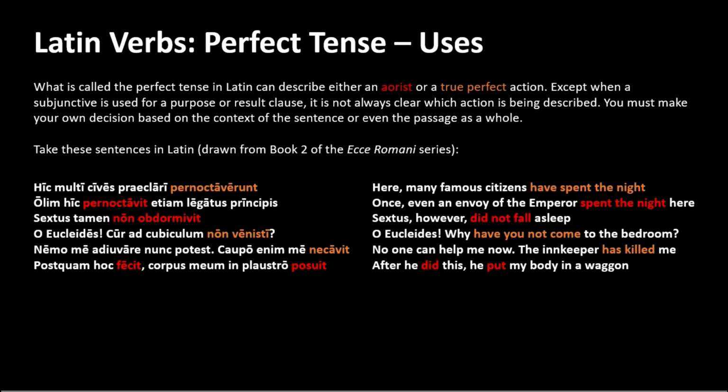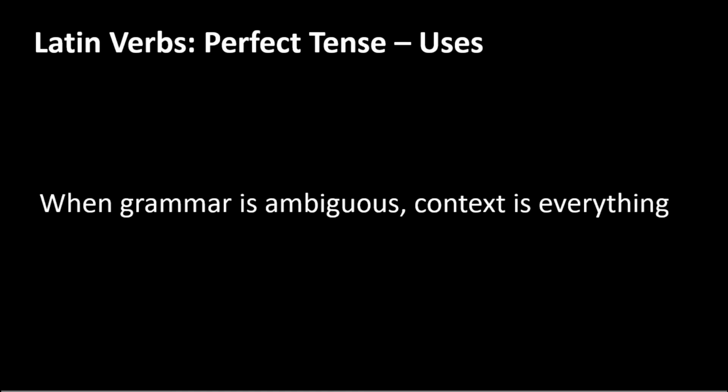How do we know when looking at a perfect tense in Latin if the intention is a true perfect or an aorist? There is no difference in the form of the verb. Exactly the same tense in Latin is used to describe both kinds of action. The answer is to look at the context in which the perfect tense is used. Remember, when looking at any particular sentence or passage, if the grammar is ambiguous, context is everything.